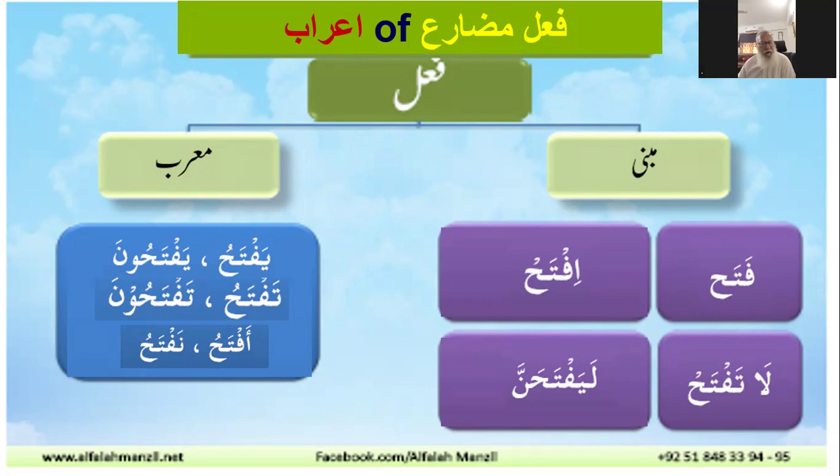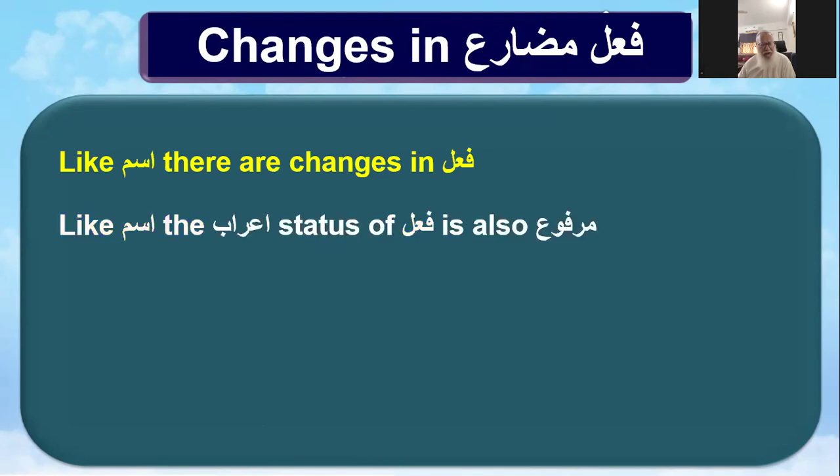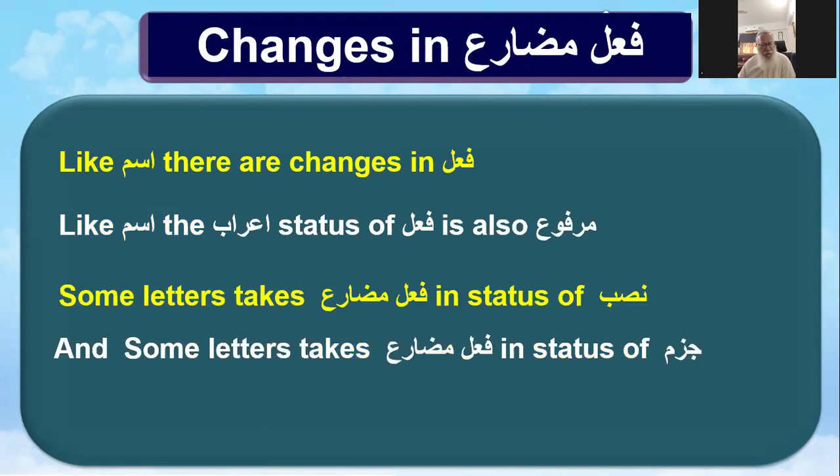Mu'arrab means they have more than one form. We will see soon. Now the changes in the fi'l mudari are like the ism. There are three changes in fi'l, meaning the i'rab of fi'l is of three types. Like the ism, the i'rab status of fi'l may be marfu, it may be mansub, meaning dhamma, fatha, and it may be majzum, meaning having jazm, sukun.